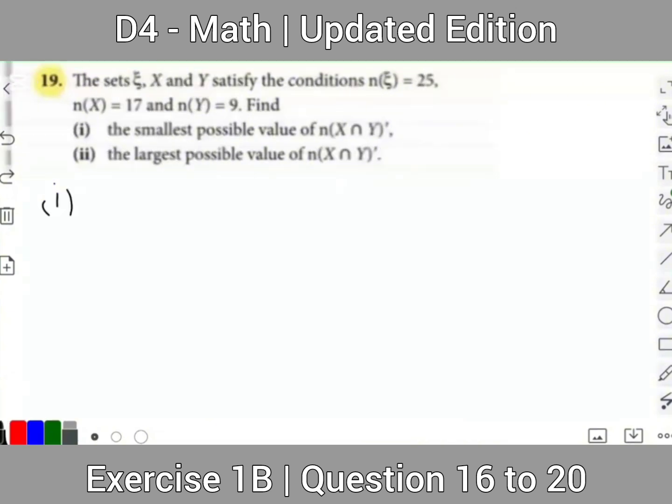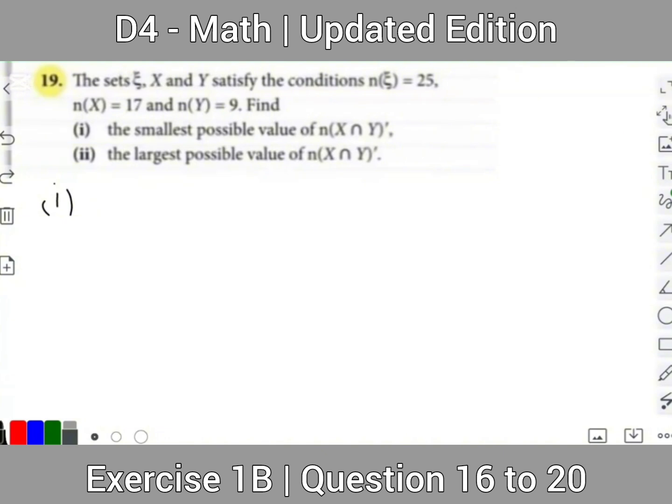In question 19, the sets eta, x, and y satisfy the conditions. The number of elements in the universal set eta is equal to 25. The number of elements in the set x is equal to 17. And the number of elements in the set y is equal to 9. So we have to find out the smallest possible value of n of (x intersection y) whole complement.